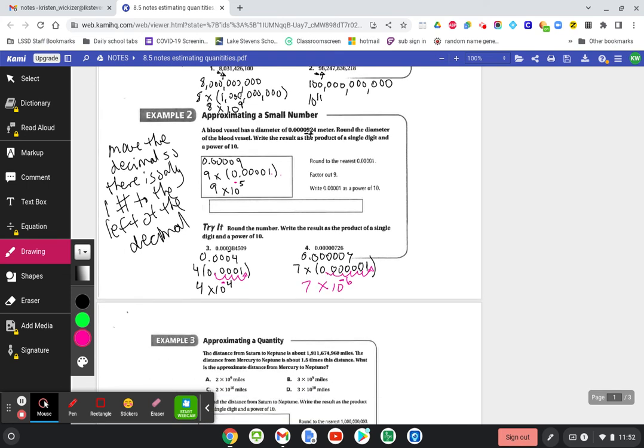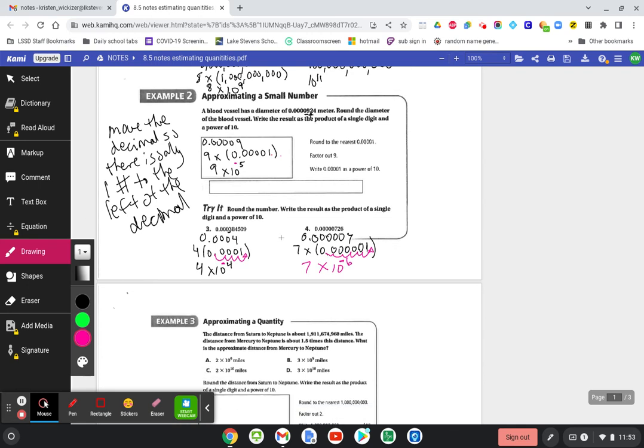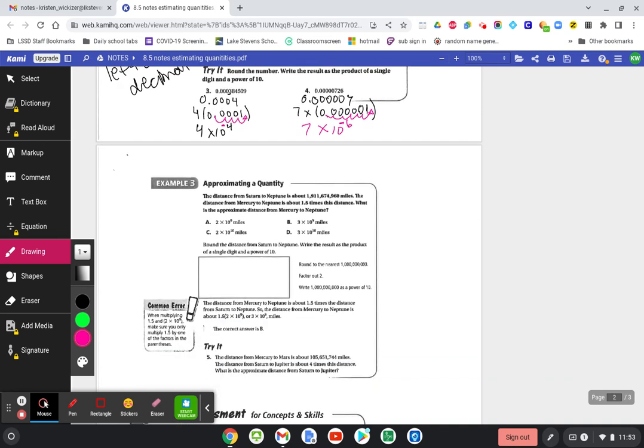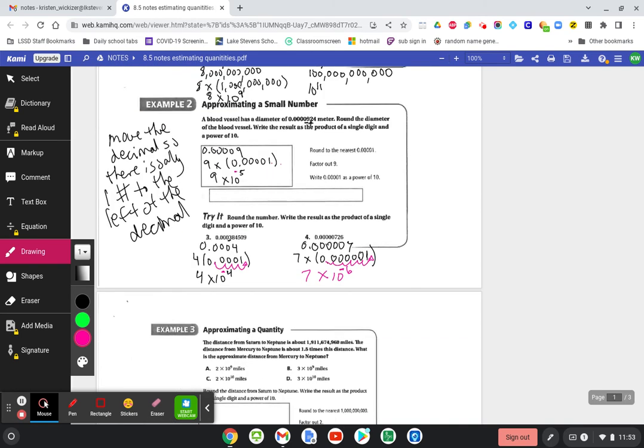That was a big oversight on my part. I forgot to put my negatives on here. If it starts as a really small number, your exponent is going to be a negative exponent, not a positive exponent. So go back and make that change now. So let's actually summarize those. If your number started large, your exponent is positive.